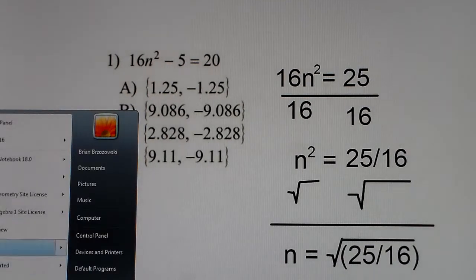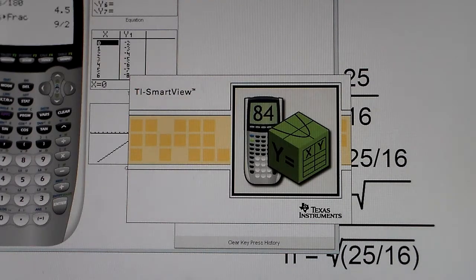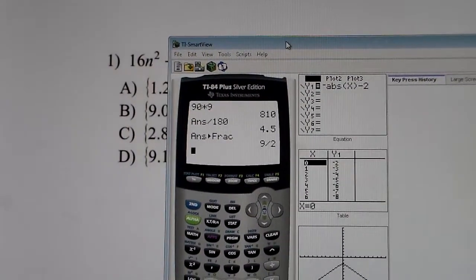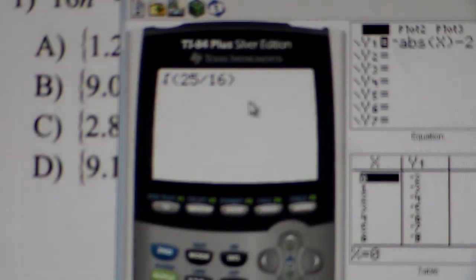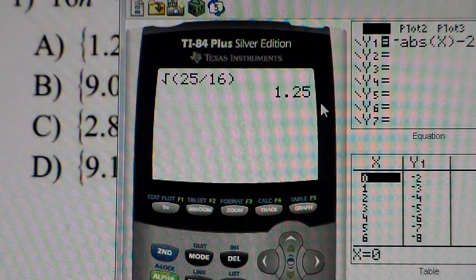So let's bring up the graphing calculator. Our goal is to type in the square root of 25 over 16. Let's clear it. So we're going to type this in. Second square root 25 divided by 16, close parentheses. Now notice here, it's all inside of parentheses. We have to make sure that fraction's inside of parentheses. Just in case if you didn't see it, gotta zoom in a little bit. 25 divided by 16. Now we got a decimal here, 1.25.